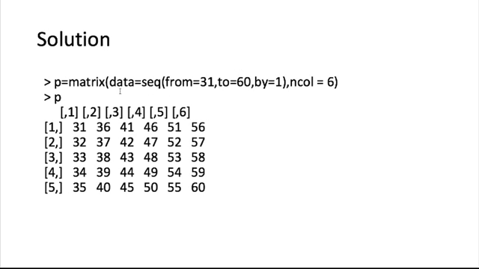So the solution to that problem: we have P equals matrix, and we're going to create a sequence for the matrix from 31 to 60, and we're going to increment that sequence by 1, and we want to have 6 columns. When we type in P, we're going to see an example of the matrix.